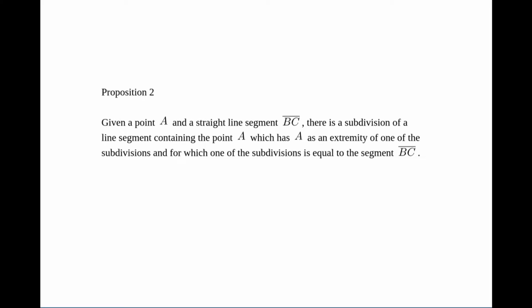Then we are asked to demonstrate that there is a subdivision of a line segment containing the point A, which has A as an extremity of one of the subdivisions, and for which one of the subdivisions is equal to the segment BC. Let's take a look at the demonstration of this proposition.